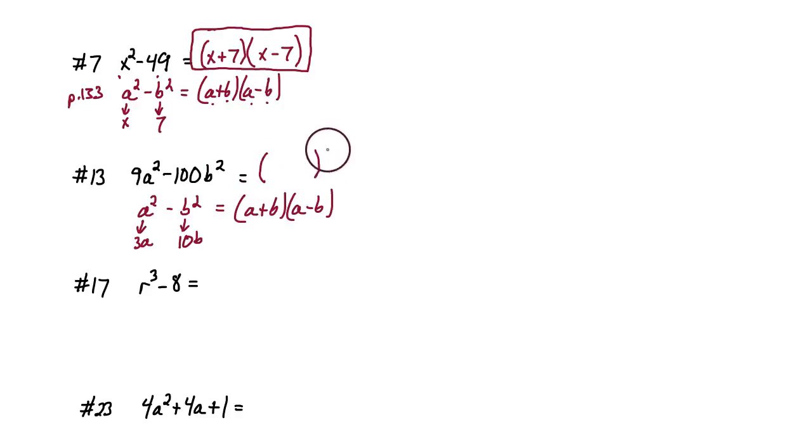Two sets of parentheses. Let's fill in this spot and this spot. What times what makes 9a squared? That's 3a times 3a. What times what makes negative 100b squared? That's positive 10b times negative 10b.